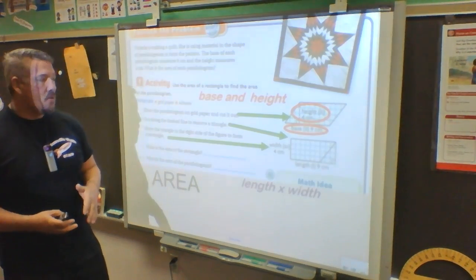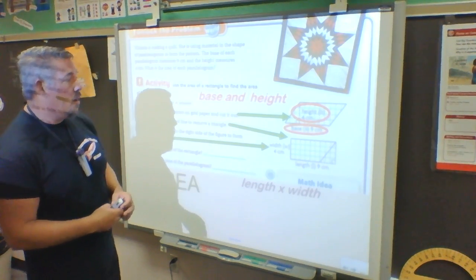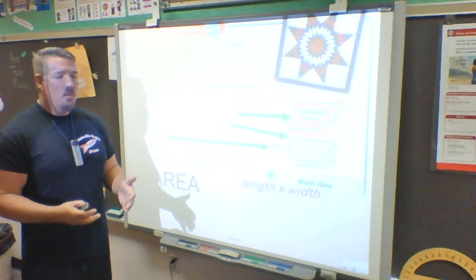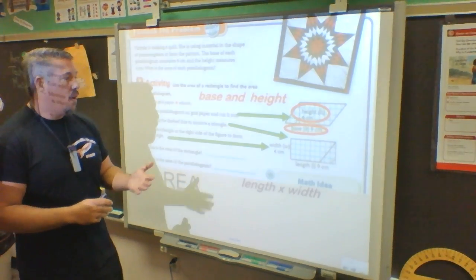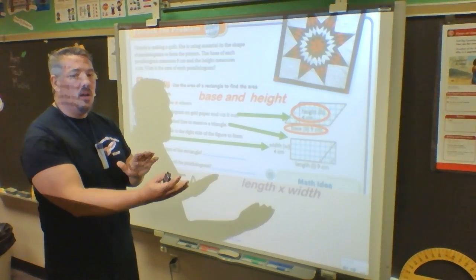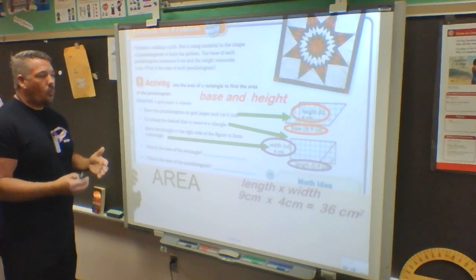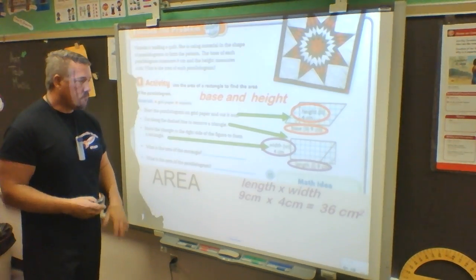So sometimes, probably most of the time, you're going to hear me talking about the base and the height. And I know when I show my formulas, I use base and height, because base and height works for all quadrilaterals, but length and width doesn't work for parallelograms and things that have tilts to them without the right angles. So it's the same idea, it's just different wording.